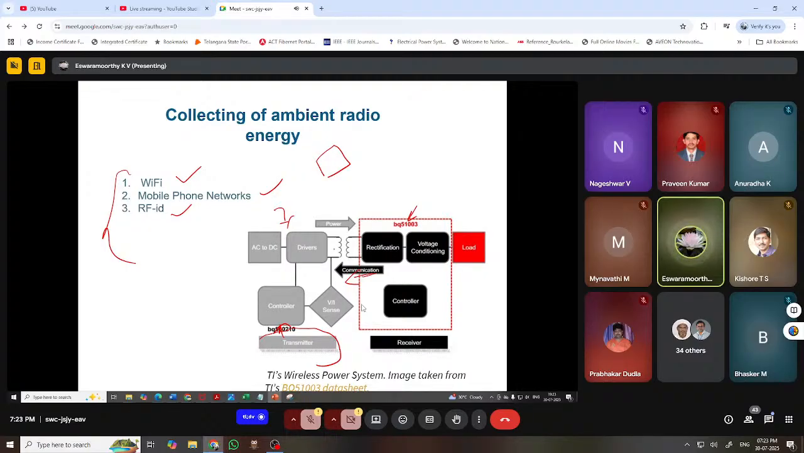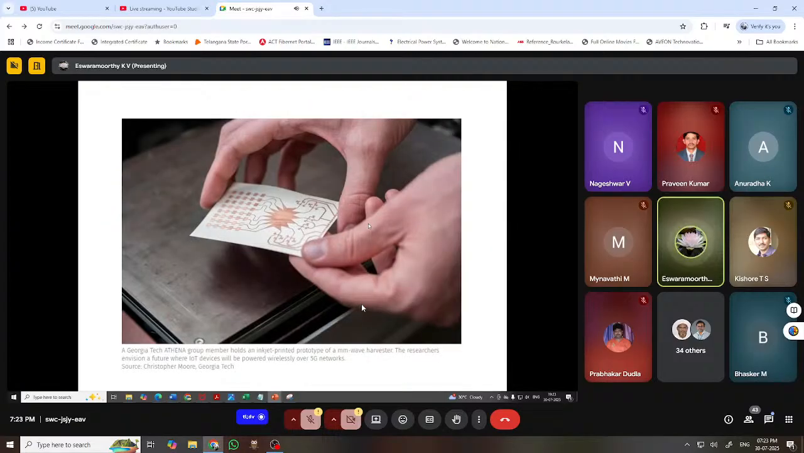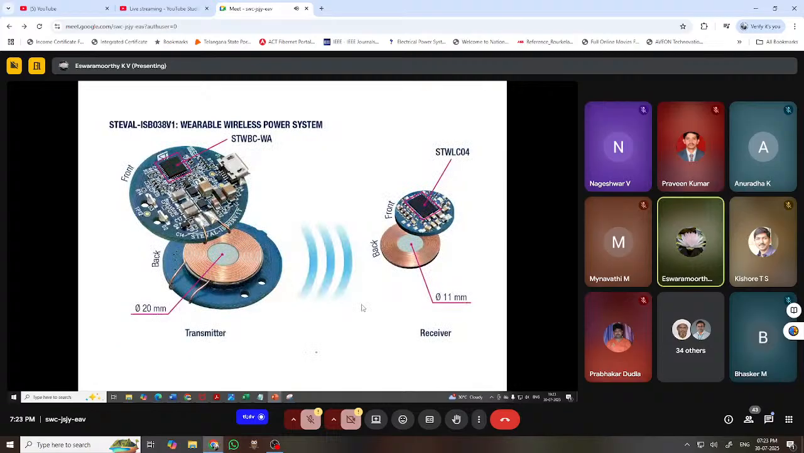And some of the things, if we have the provision, we can keep all those things here, that is okay. Otherwise we have to do it like this. And this is one from the Chargetech Anthano group. They have an inkjet printed prototype of a wave harvester, so it can be used in a 5G network, right? And these are available in the market.